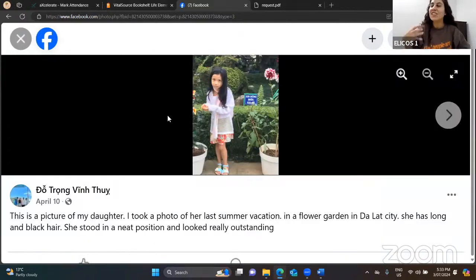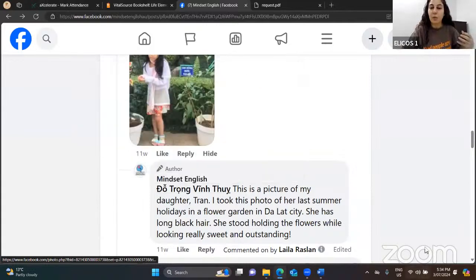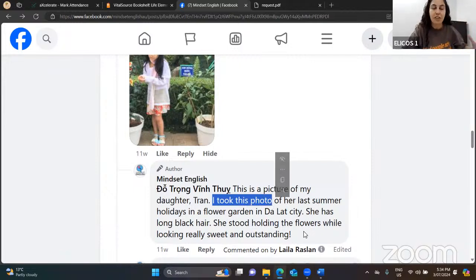Isn't that sweet? So you could see that he told you who the person in the photo is. He told you where the picture was taken, and he told you what he felt. My daughter stood, she held the flower in her hand, and she's looking very sweet and beautiful. So that's a good example of how we show someone a photo and we speak about the photo. Make sure you listen to the grammar. This is a picture. I took this photo. Very great ways, that's how we say it. I took this photo. This is a picture of my daughter.